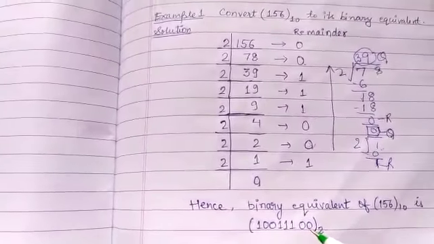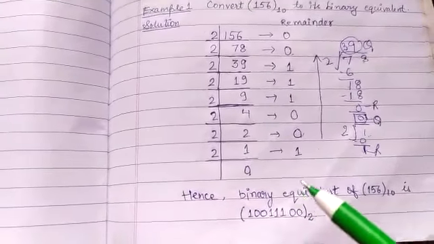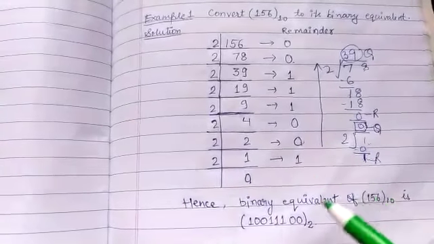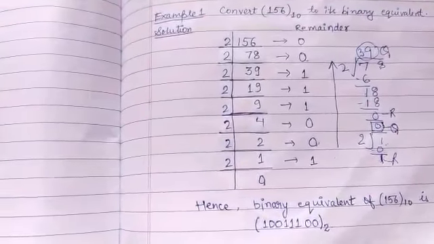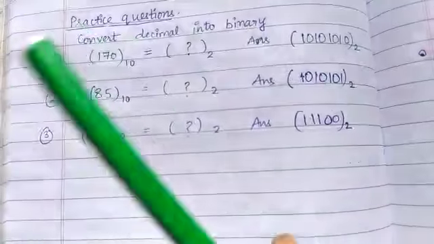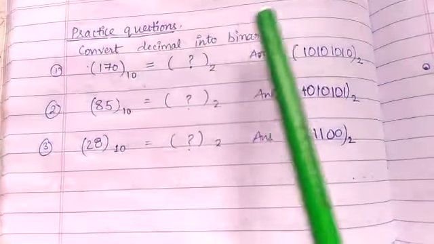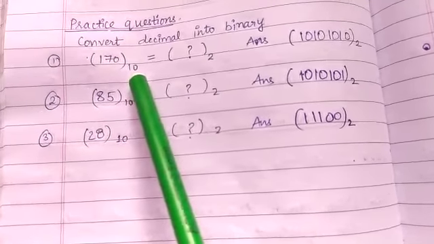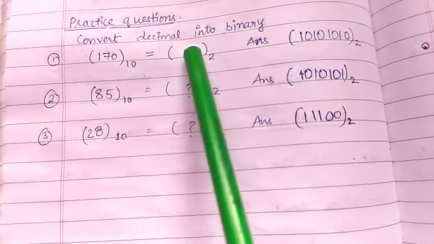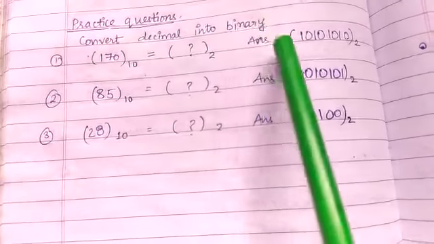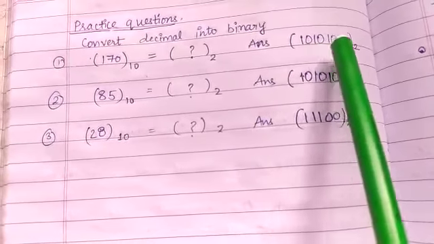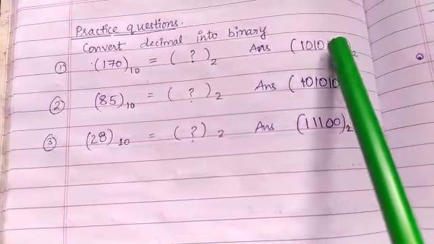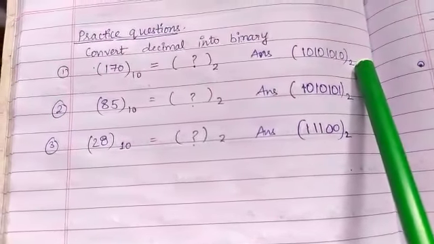I hope you have understood this. Try to listen to the video again if you did not understand. And let's see what practice question you can do. So here are a few practice questions. Convert decimal into binary. 170 to the base 10, that is decimal, and it has to be converted into binary. For this one, answer you will get as 10101010. To the base 2 means this is a binary number.